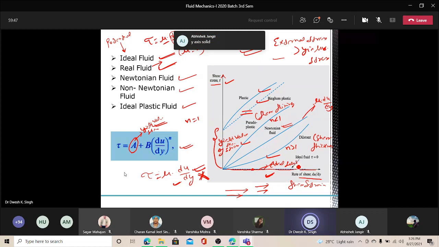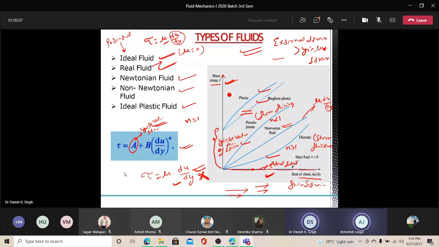This line represents the ideal fluid. Now tell me what this line represents. Viscosity? Anyone? Sir, solid. Solid, that's good. So this is basically an ideal solid.